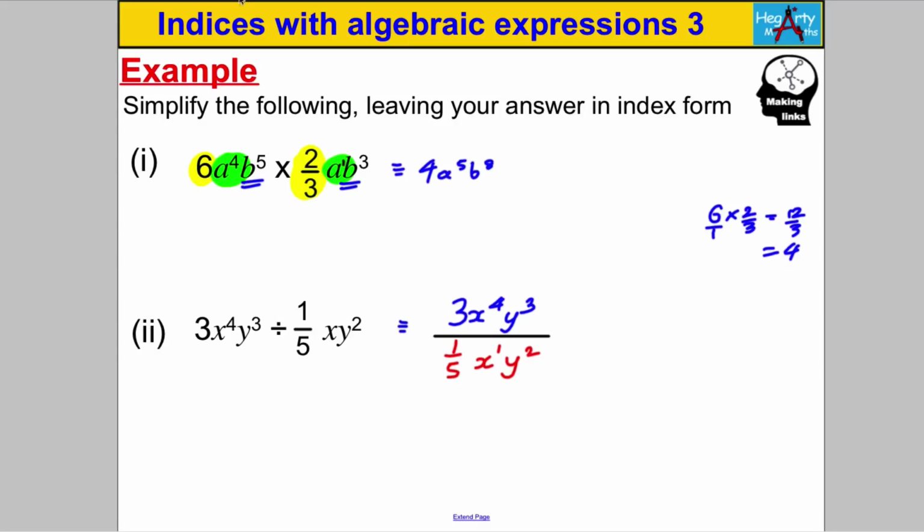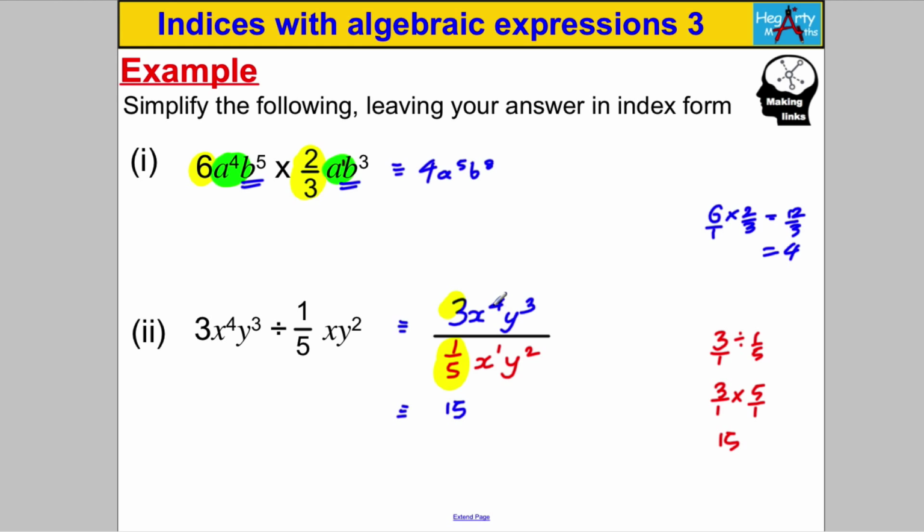Now let's do the numbers divided by each other first. Okay, so let's do 3 divided by 1/5. Now we may have to go off here and do separate working. 3 divided by 1/5, that's like 3 over 1 divided by 1/5. Dividing by a fraction is the same as multiplying by its reciprocal, so it's like doing that, and we get the answer 15. So we could say that 3 divided by 1/5 is 15.